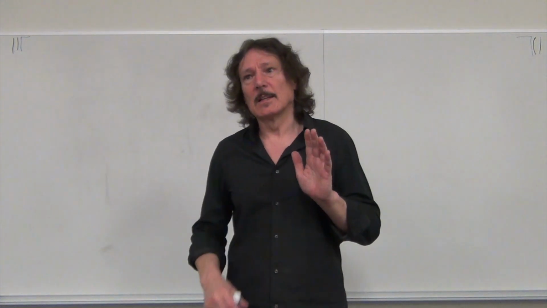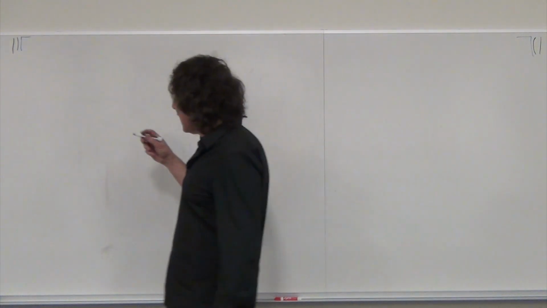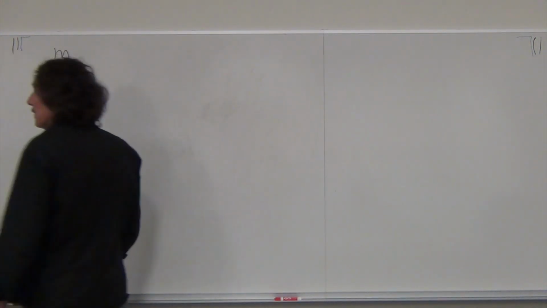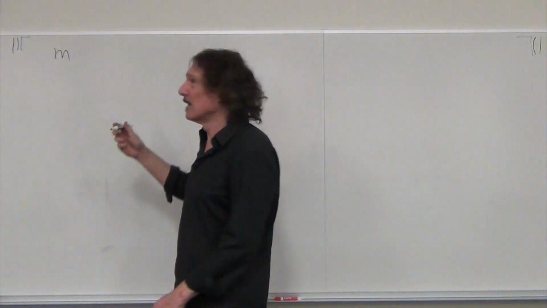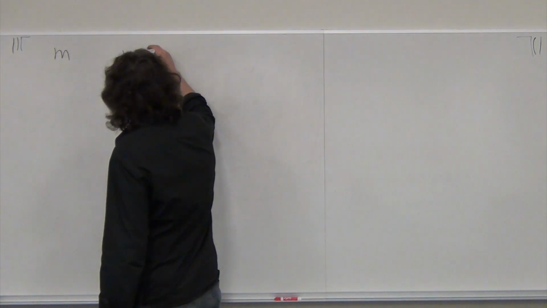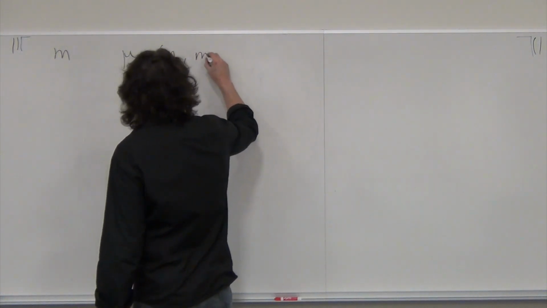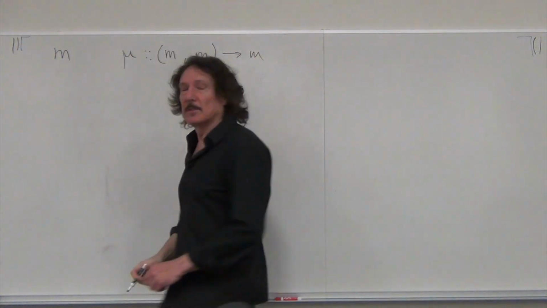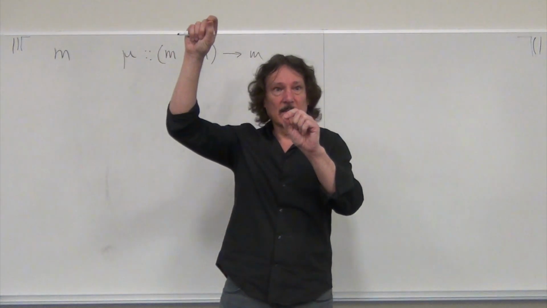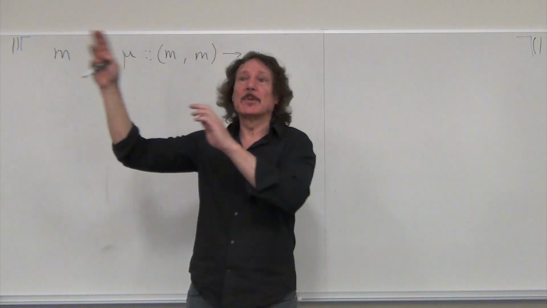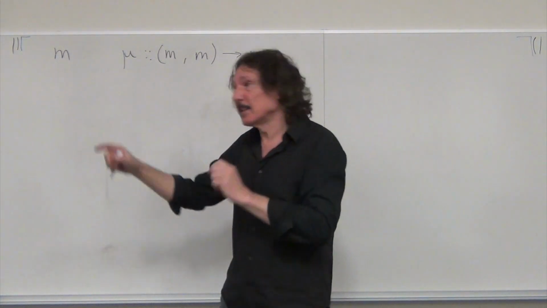So let me start with the set theoretical description, okay? So we have a set, let's call it M, right? And we have multiplication, so we have some mapping, let's call it mu, that takes a pair of M and M and maps it into an M, right? So we pick pairs from the set, and we assign to them the product, which is another element in the same set, right? So it's picking pairs and assigning elements, right?